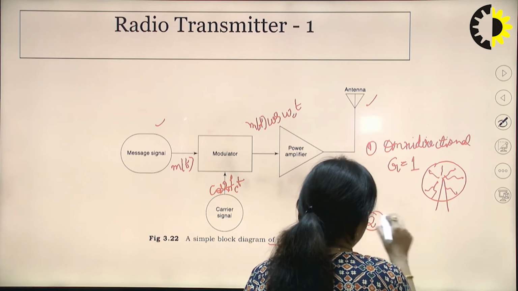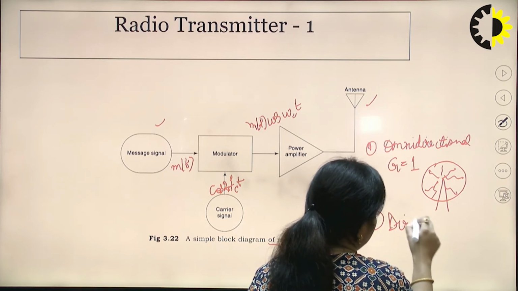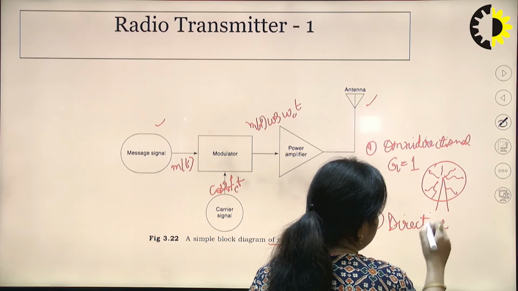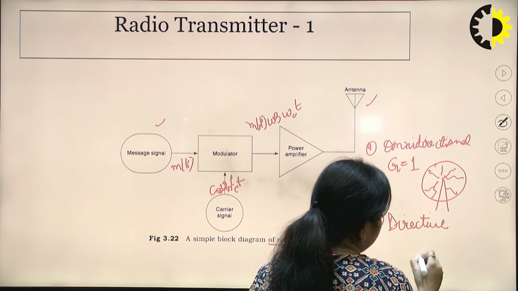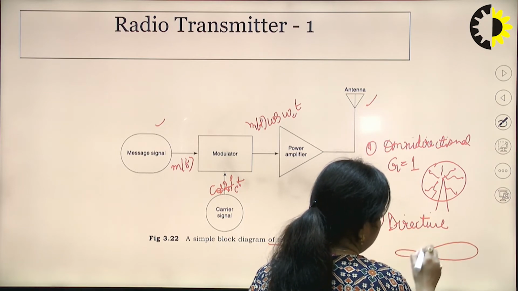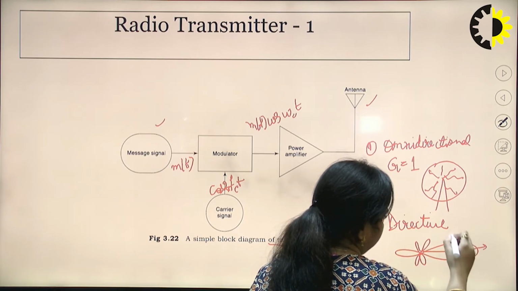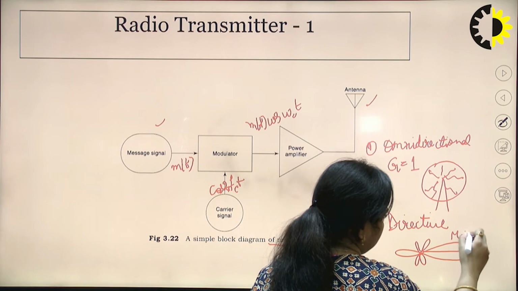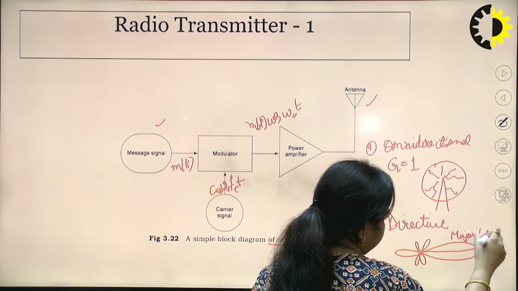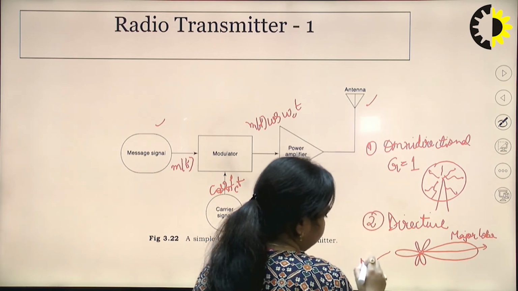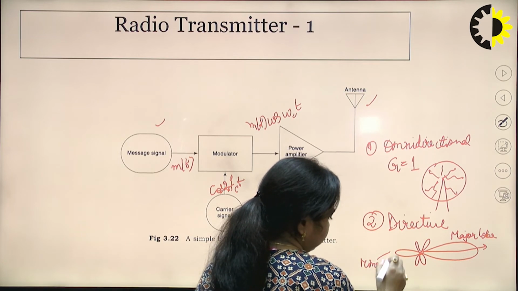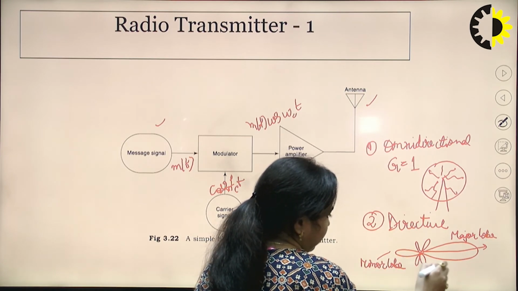Next one is the directive antenna. Now this directive or directional antenna, its radiation pattern is somewhat like this one, where this is the main lobe, major lobe you can say. This is the minor lobe and these are the side lobes.